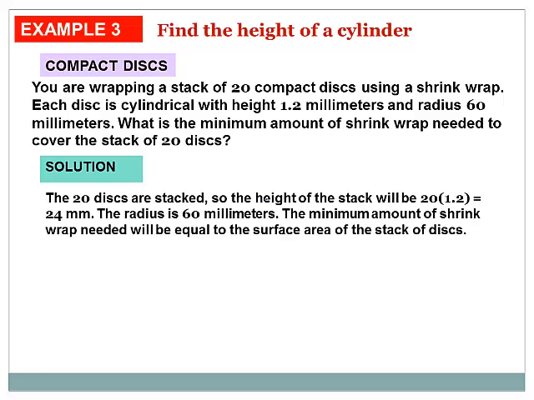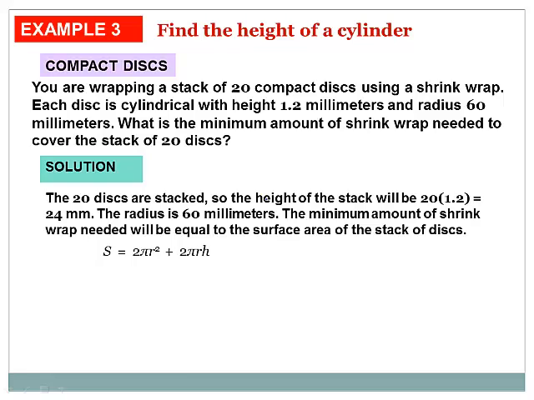The 20 discs are stacked, so the height of the stack will be 20 times 1.2, which gives you 24 millimeters. The radius is 60 millimeters. The minimum amount of shrink wrap needed will be equal to the surface area of the stack of discs, so you need to know the surface area of a cylinder. Here's your surface area formula for a cylinder. The nice thing about a cylinder is you don't have as much work to do as with the previous one, the pentagonal prism. This is just straight plug and chug.